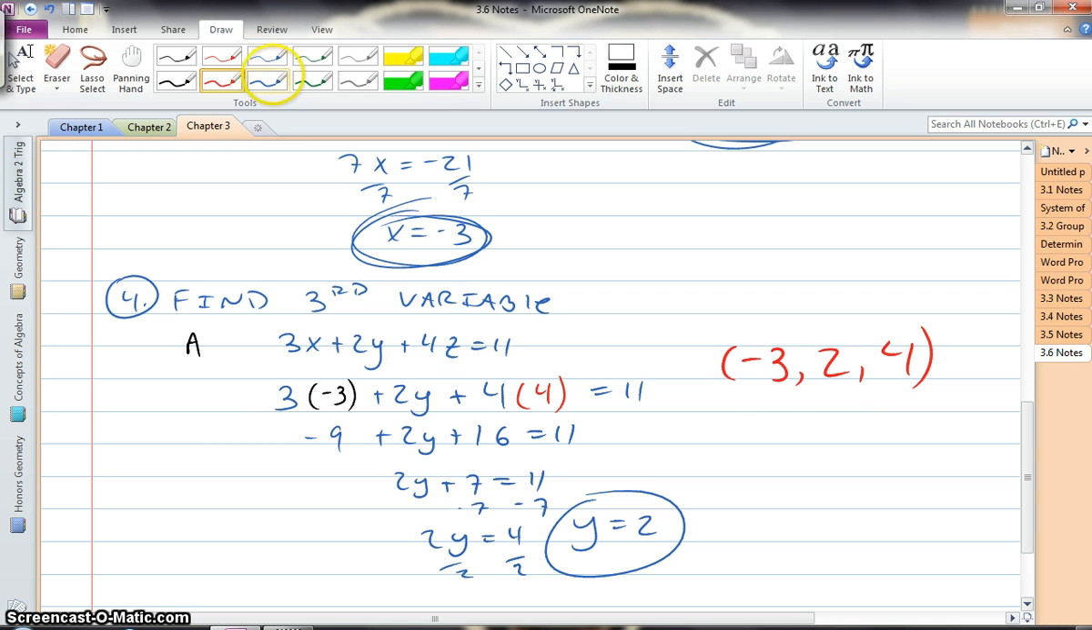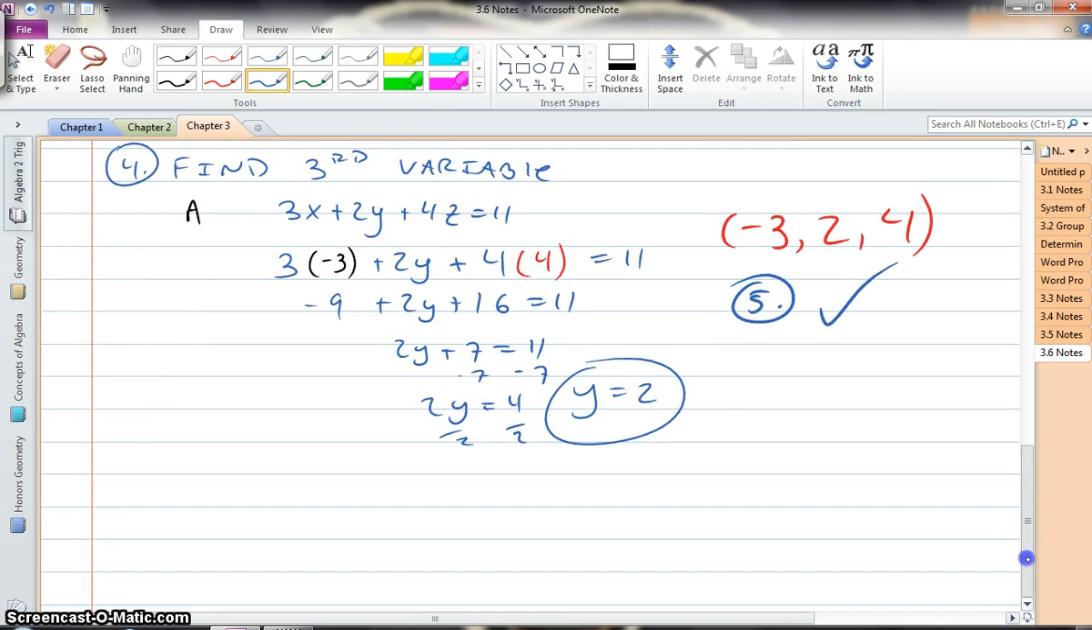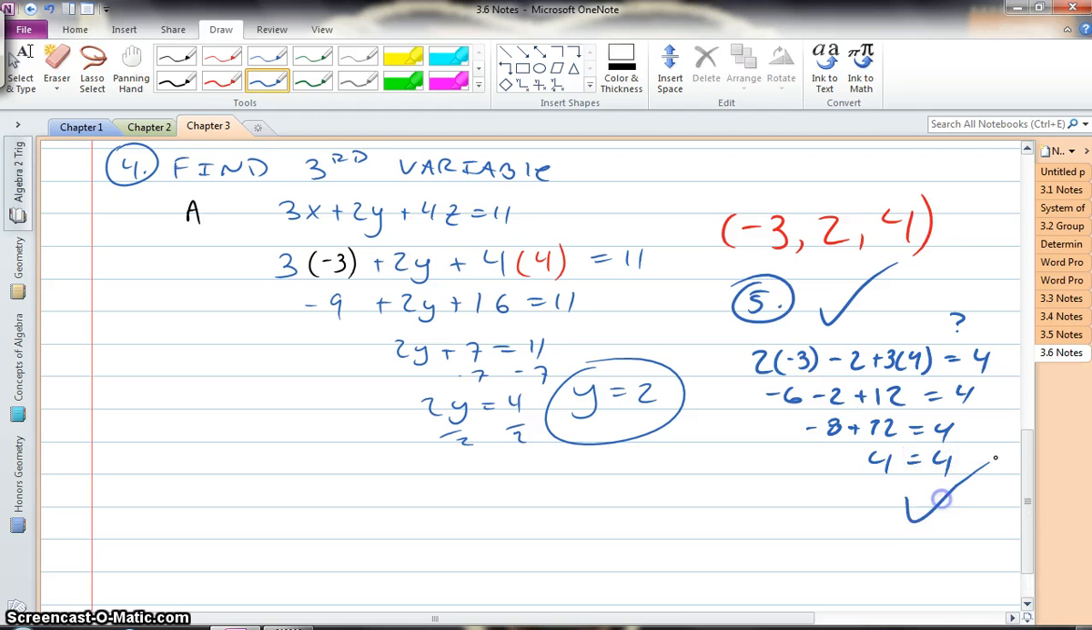Now the final step is step 5. You can always check your solution. You could go back and substitute it into equation B or equation C, it doesn't matter. Let's just do B. 2 times negative 3 minus y, which is 2, plus 3 times 4. Does that equal 4? Negative 6 minus 2 plus 12. Negative 8 plus 12 equals 4. Done. It checks out. So we did something right.